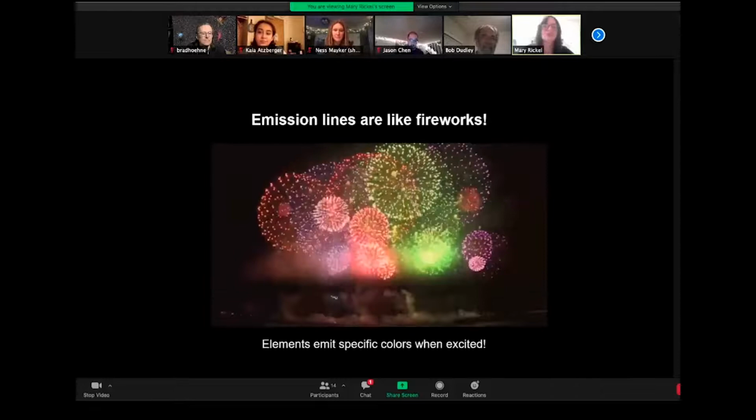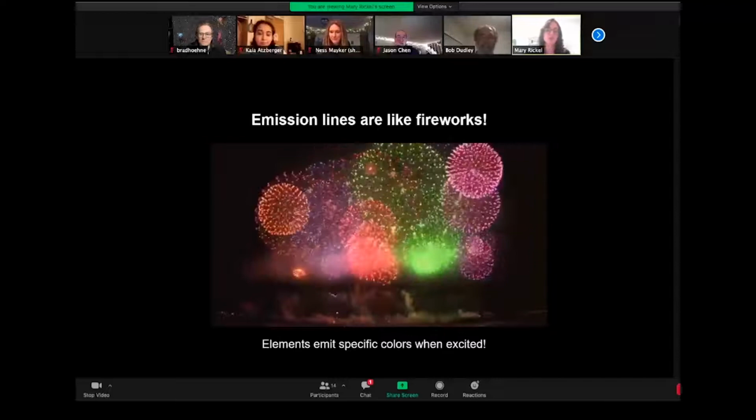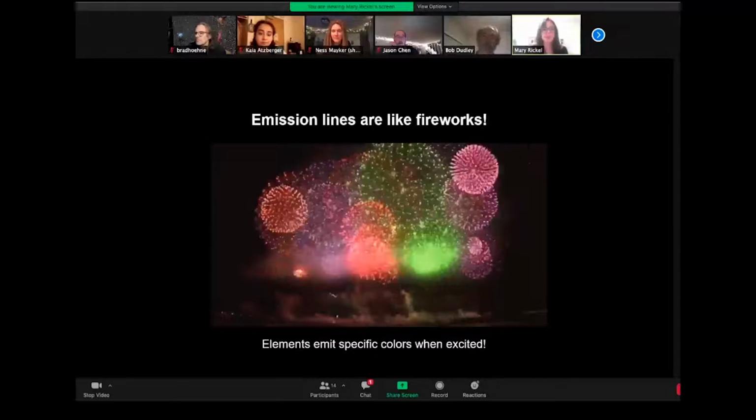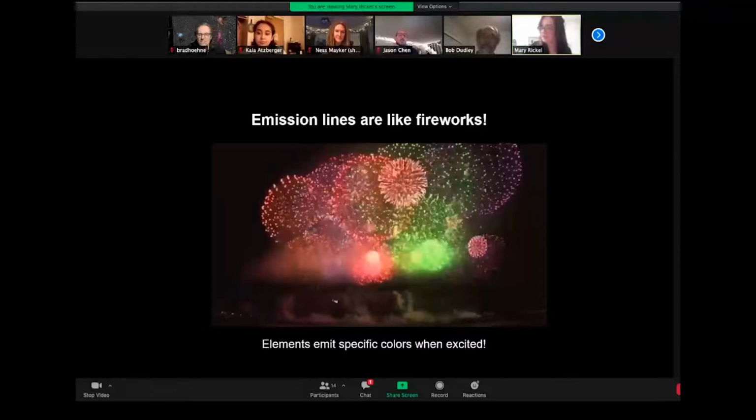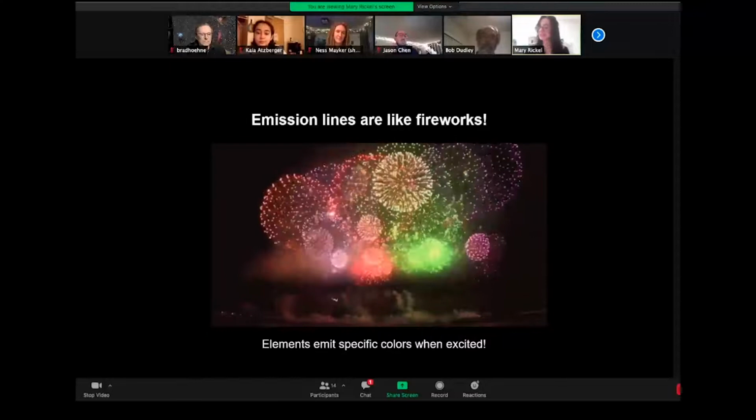So fireworks, emission lines are kind of like fireworks. Elements, when they're excited, for example, in a firework, when that combustion reaction happens, emit specific frequencies of light, which we see as different colors, specific to the elements that are being excited. And this is very similar to what we see in some astro processes. The excited gas will release photons that correspond to specific frequencies.